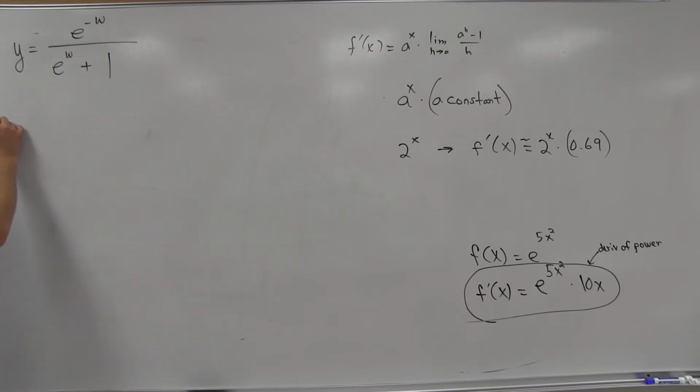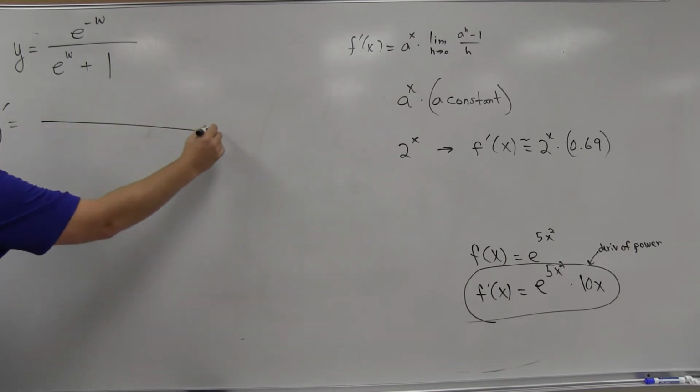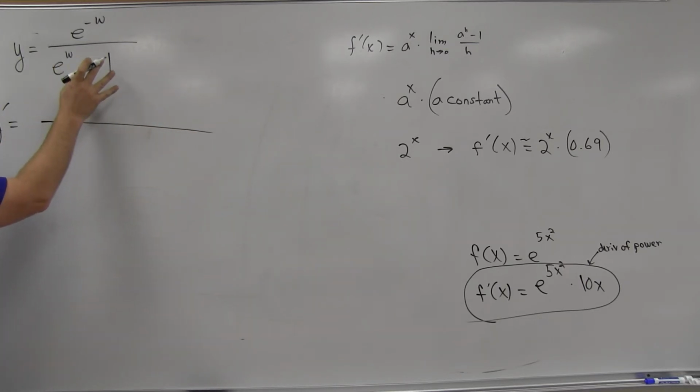Quotient rule, of course, is what we're going to do. So low d high minus high d low over low squared. So low, e to the w plus 1, times the derivative of e to the minus w.